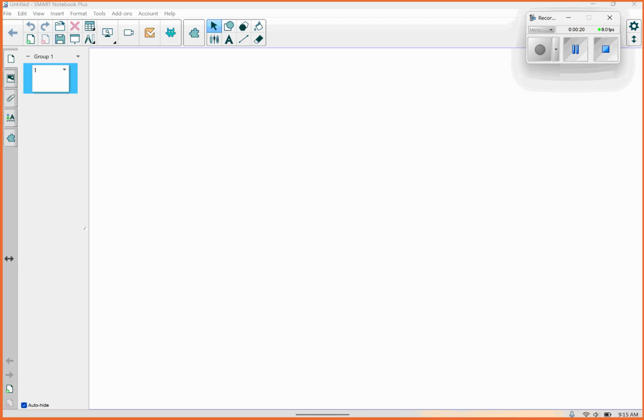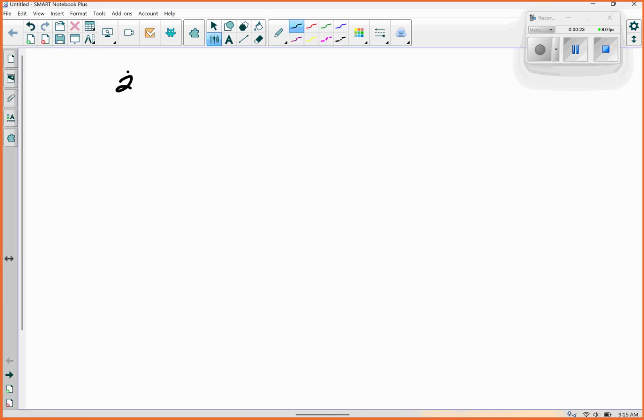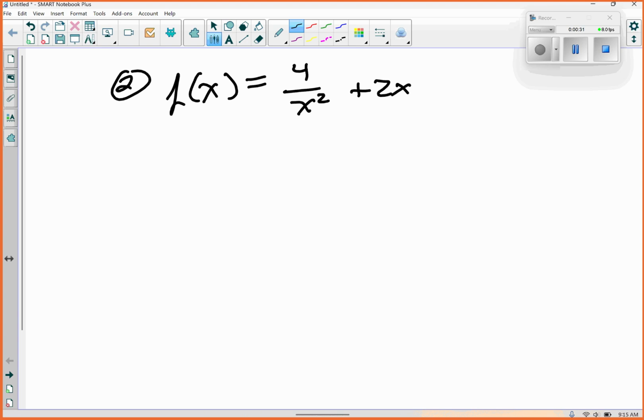So problem number 2, we have f of x is equal to 4 over x squared plus 2x. First thing you want to do when you're dealing with these, until I teach you something called the quotient rule, is move anything that has an exponent or a letter so it becomes a top number, or a numerator. So I want to move this x squared up. If I move it up, that's going to change the original problem to this.